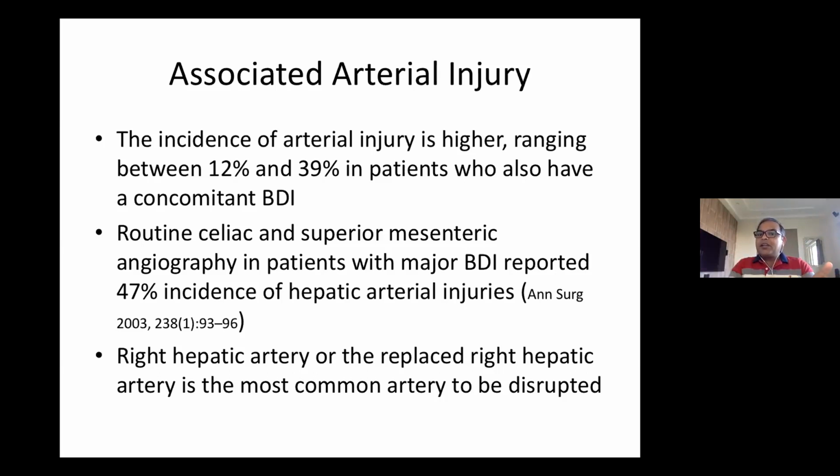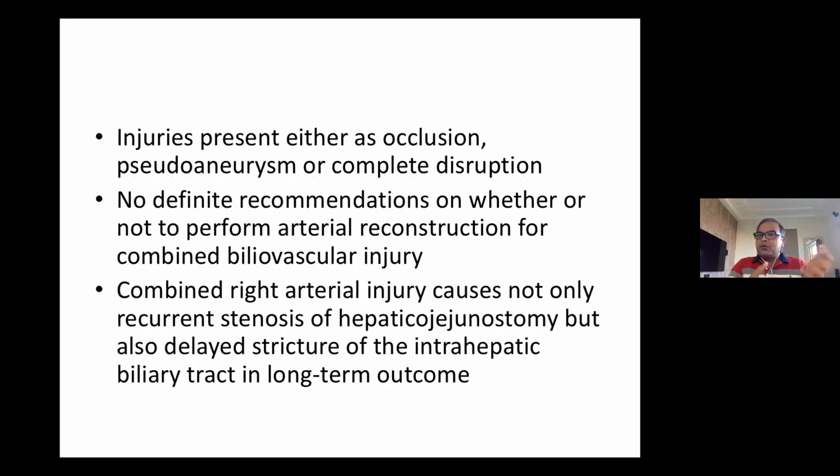And the right hepatic artery, of course, because it is close to the cystic duct, is the most common site of injury, as well as the replaced right hepatic artery. So injuries can be seen as an occlusion. We know that we see the post-cholecystectomy pseudoaneurysm also, or there is complete disruption. So there is no definite recommendation that if a surgeon sees on CT or angiography a vascular injury, the surgeon goes for a reconstructive procedure. It's not like that. There is no recommendation.